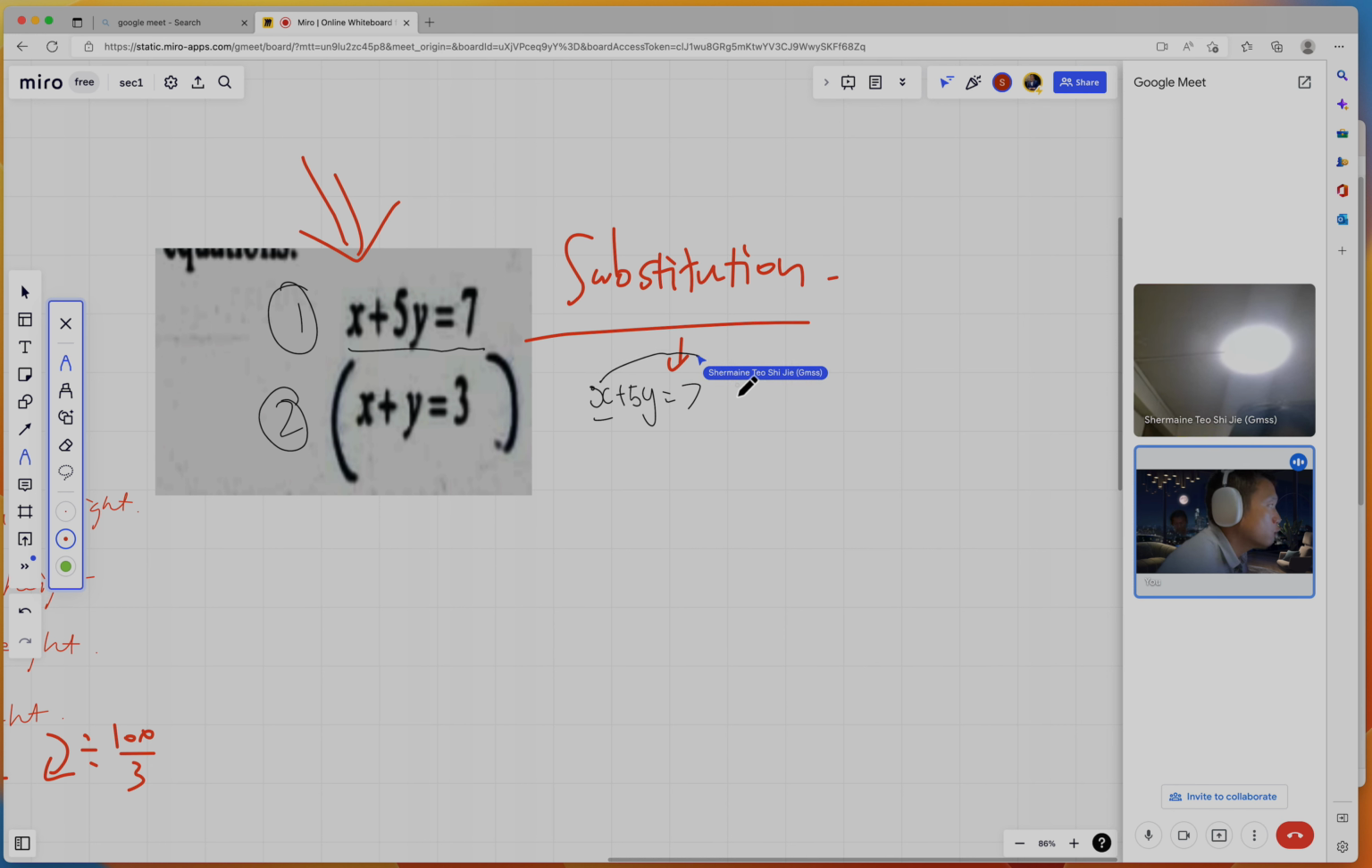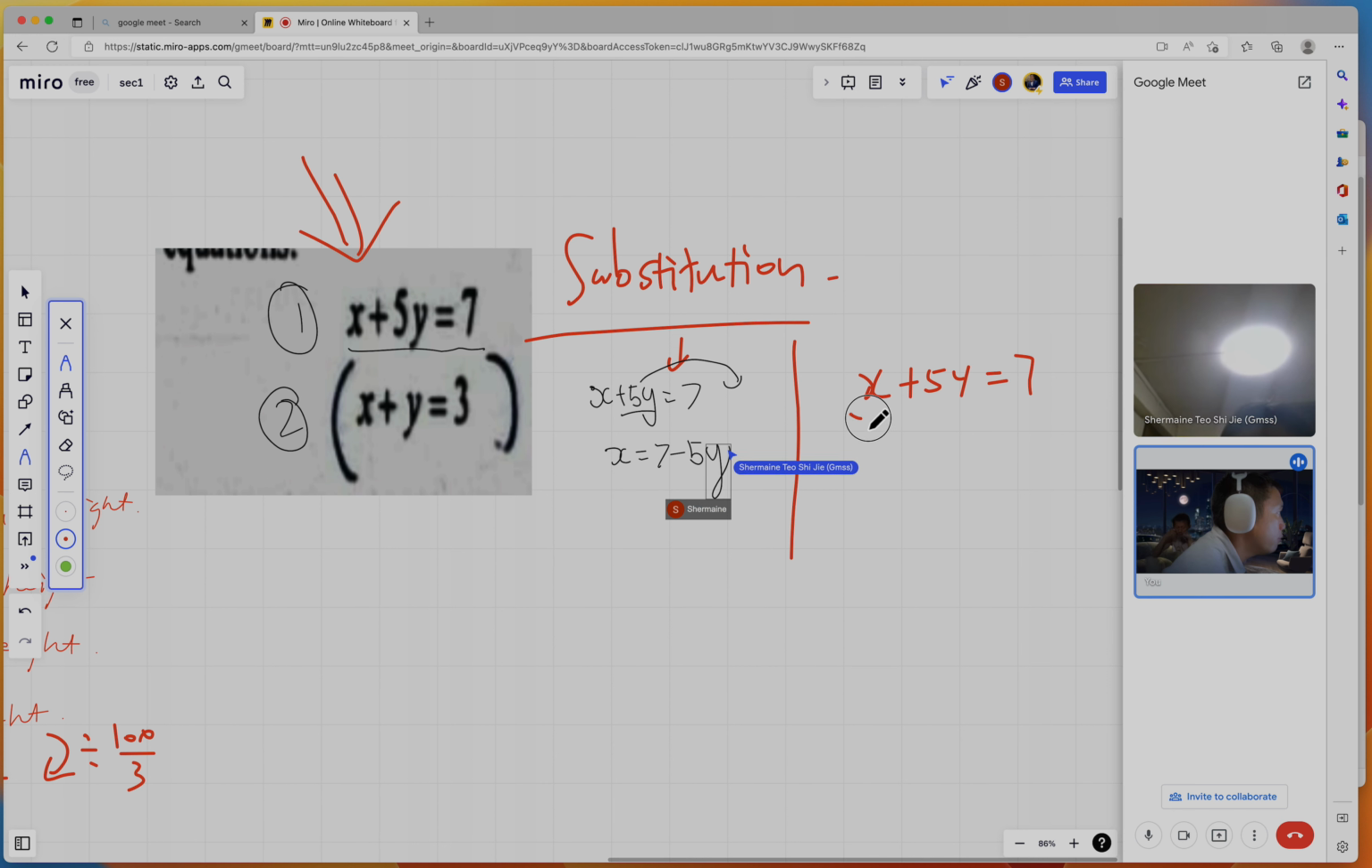I think it's not very smart to move the x. I think it's better to move the 5y over. Do you know why moving the 5y over is better? Because if you move the x, this is the 7 minus x. Okay, never mind, you move the 5y, I show you move the x. I show you on this side.